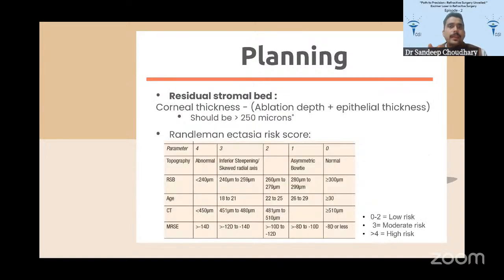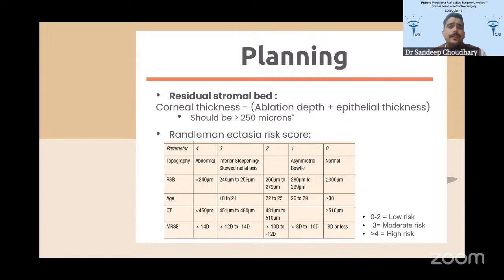With this ablation depth, we can calculate the residual stromal bed thickness which we are expecting post-surgery. So theoretically, what is written in the literature is that the residual stromal bed should be at least 250 microns, but practically, I believe most surgeons tend to keep it at around 280 to 300 microns at least.